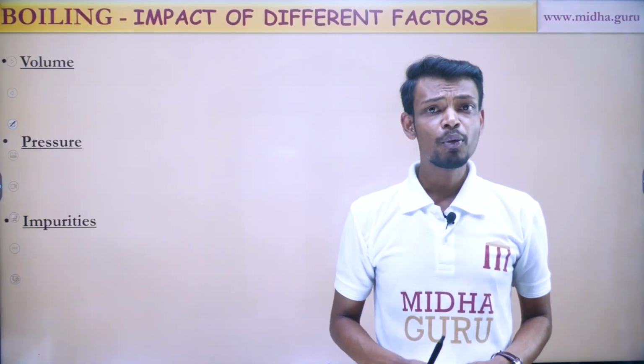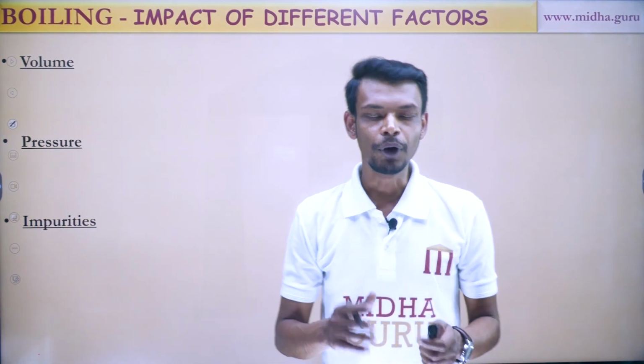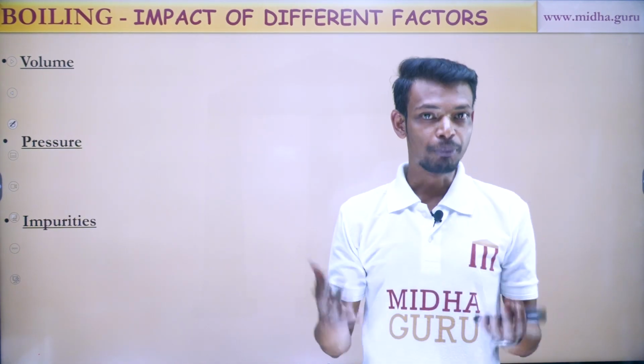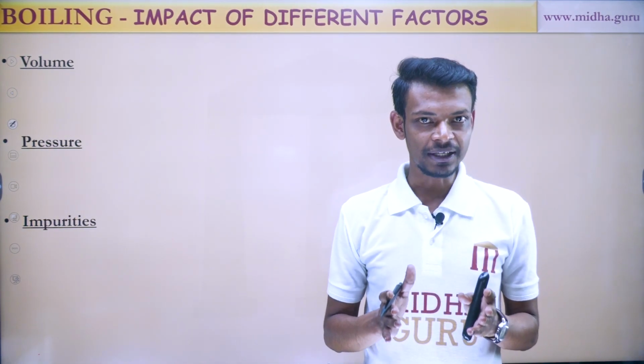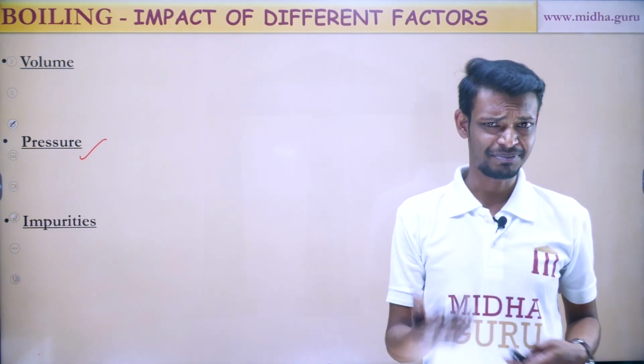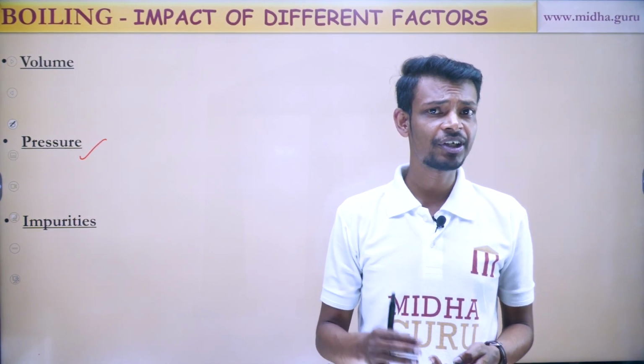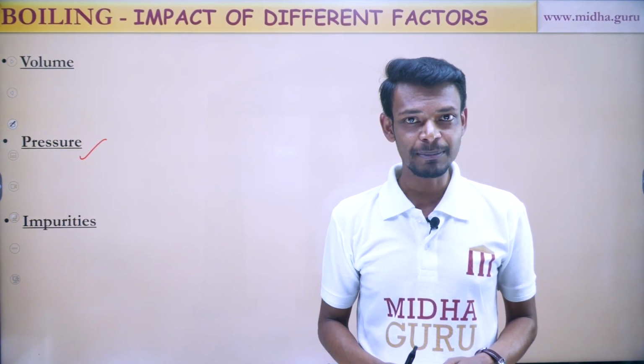Now we are going to understand the factors that affect boiling. First is volume. We know that when we boil something, the volume of that substance increases. Next we have pressure. Now pressure has a direct dependence. If we increase the pressure, then the boiling point generally increases, and if we decrease the pressure, then the boiling point decreases.